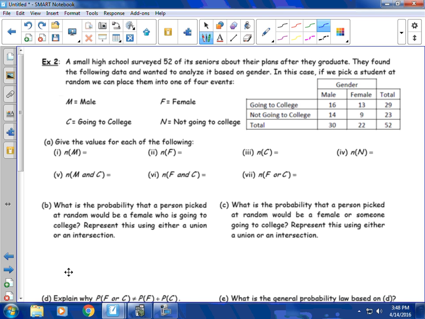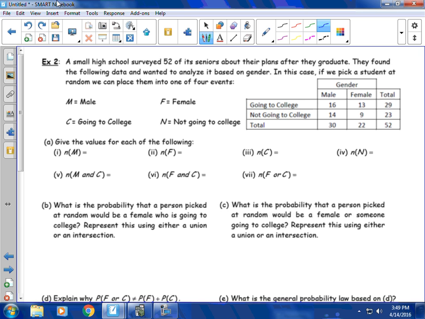A small high school surveyed 52 of its seniors about their plans after they graduate. They found the following data and wanted to analyze it based on gender. In this case, if we pick a student at random, we can place them into one of four events. M is male, F is female, C means going to college, N means not going to college. And they've got totals of all the people who responded to their survey over here in this chart.